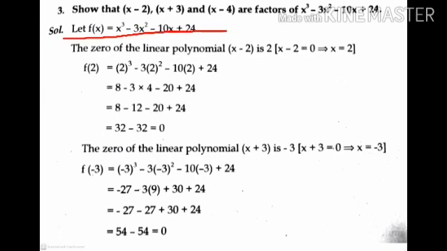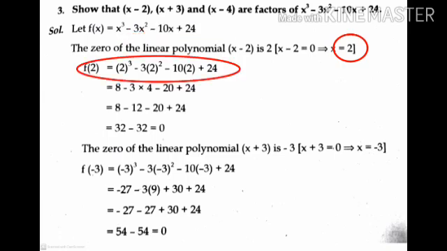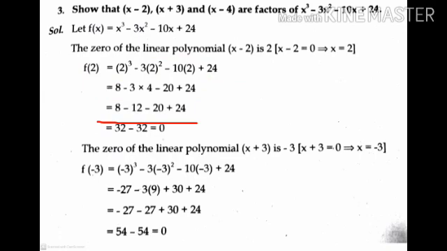Therefore, f of 2. Here x place substitute 2, that is equal to 2 cube minus 3 into 2 square minus 10 into 2 plus 24. That is equal to 2 cube means 8 minus 3 into 2 square means 4 minus 10 2s are 20 plus 24. That is equal to 8 minus 3 4s are 12 minus 20 plus 24. That is equal to 8 plus 24, 32, minus 12 minus 20, minus 32. That is equal to 32 minus 32, 0.